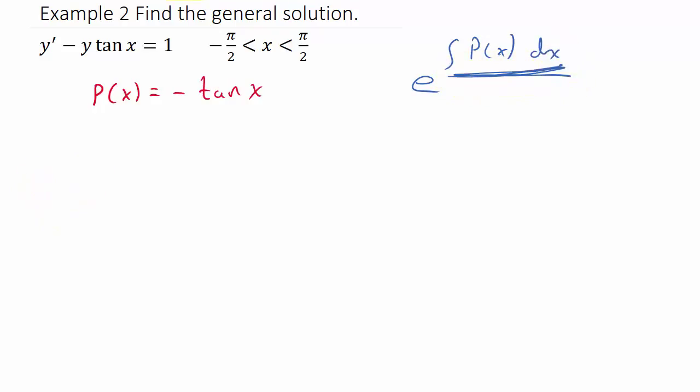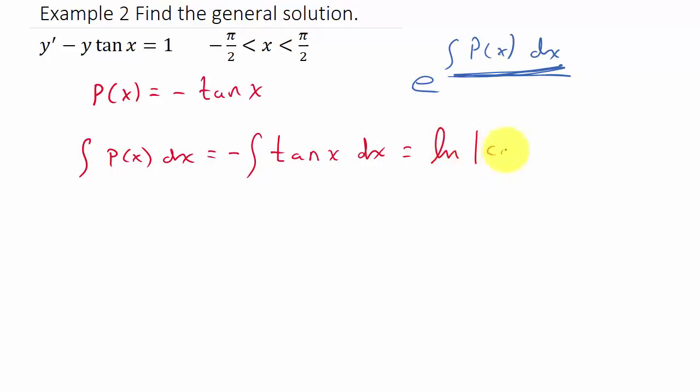So I have the integral of p of x dx equal to negative the integral of tangent x dx. I'm going to put the negative sign outside the integral symbol. And this equals, you remember what this is? That's the natural log of the absolute value of cosine x.